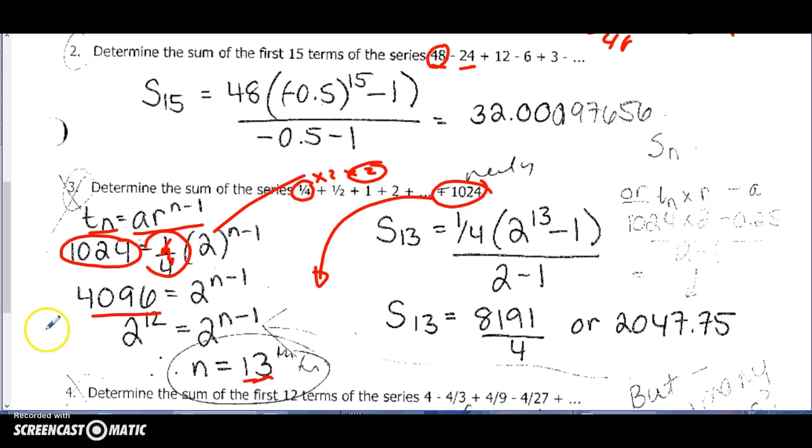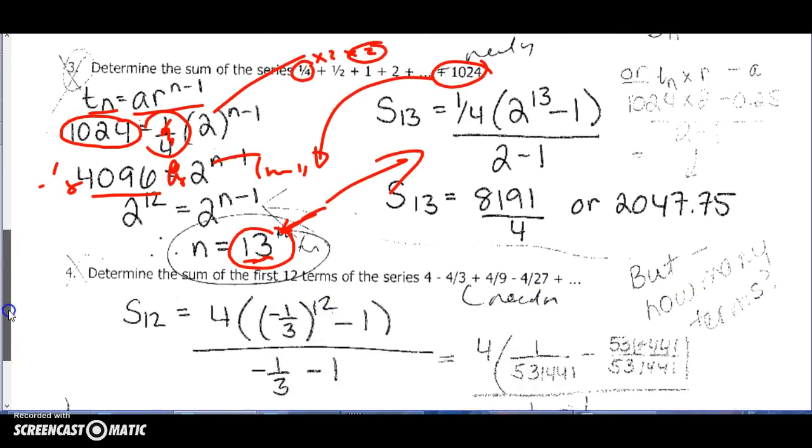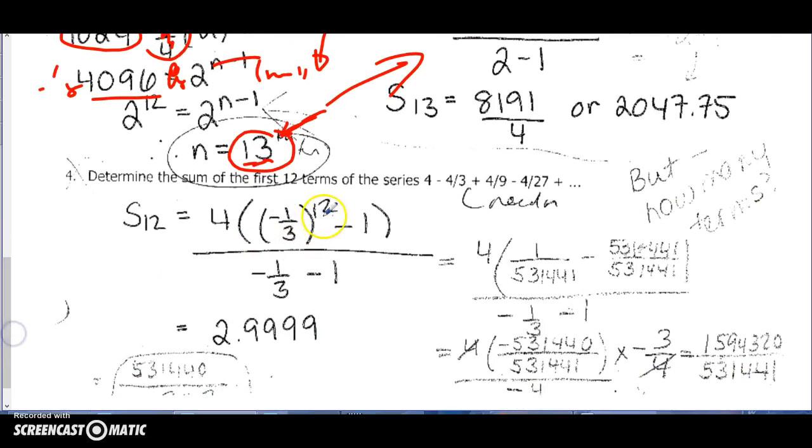So you can go ahead and take the log of each side. So you end up with log 2 times n minus 1 is equal to log 4096. Log 4096 divided by log 2 is going to get you n minus 1 equal to 12. And then n is 13. So solve for n. Then go ahead and sub that back into the equation with your A and your R using the Sn formula.